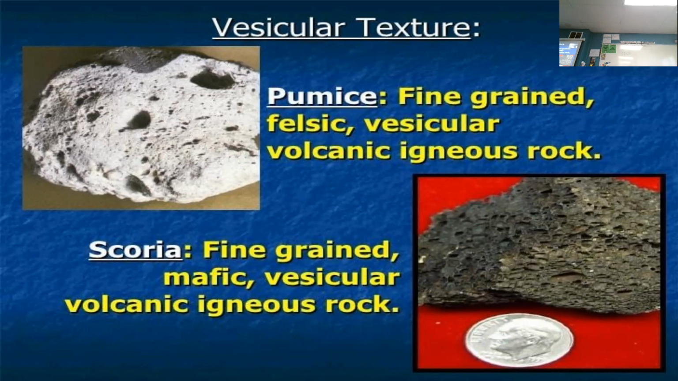Scoria. This is going to be fine grained. It is going to be mafic, and it is a vesicular volcanic igneous rock. So what is the difference between these two types of textures? The felsic versus mafic. One of them is light colored, one is dark colored. Other than that, they are very similar. They both have that fine grain texture, and they both have that vesicular igneous rock texture as well.